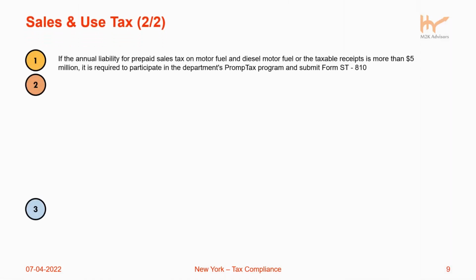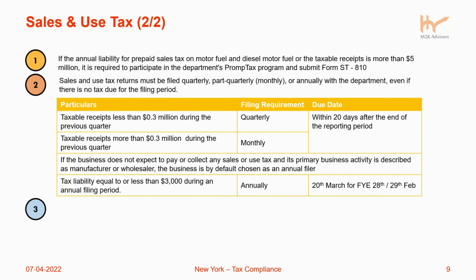If the annual liability for prepaid sales tax on motor fuel and diesel motor fuel, or the taxable receipts, is more than $5 million, it is required to participate in the department's prompt tax program and submit Form ST 810. Sales and use tax returns must be filed quarterly, part quarterly, monthly, or annually with the department, even if there is no tax due for the filing period.